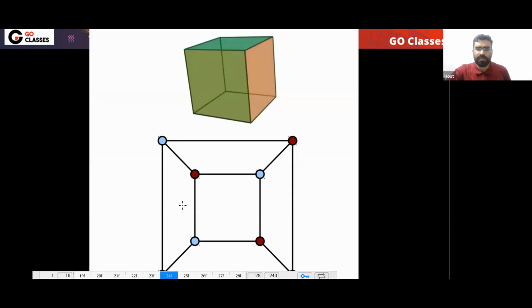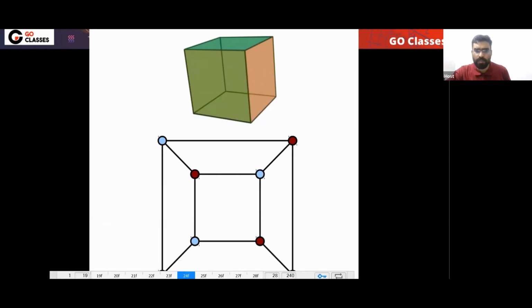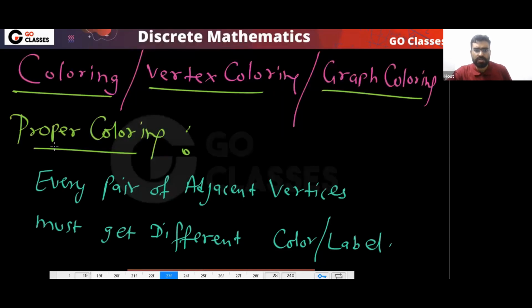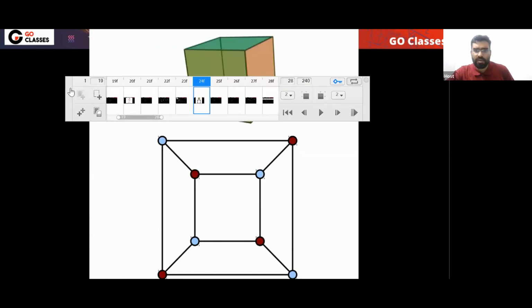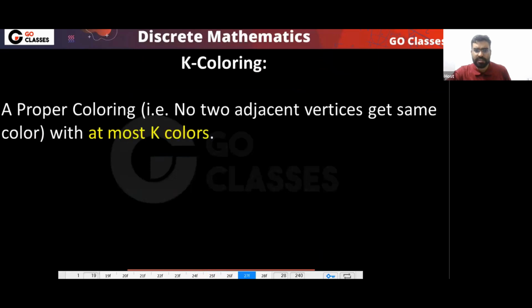For example, here, this graph is the same as this graph. These two graphs are isomorphic to each other. So let's see here. Is this proper coloring on your screen? Yes, this is proper coloring, because you can notice that adjacent vertices have different colors. No two adjacent vertices have the same color. So that's the simple idea.